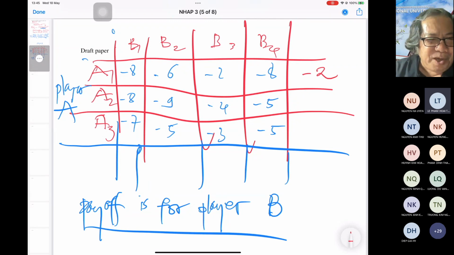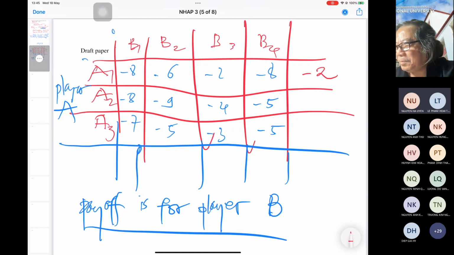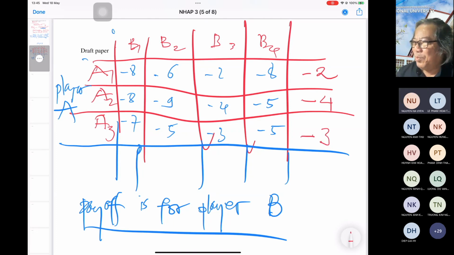So for A2, Uyên, the worst is what? A2 is B3, also the same, -4. And then A3 is -3.